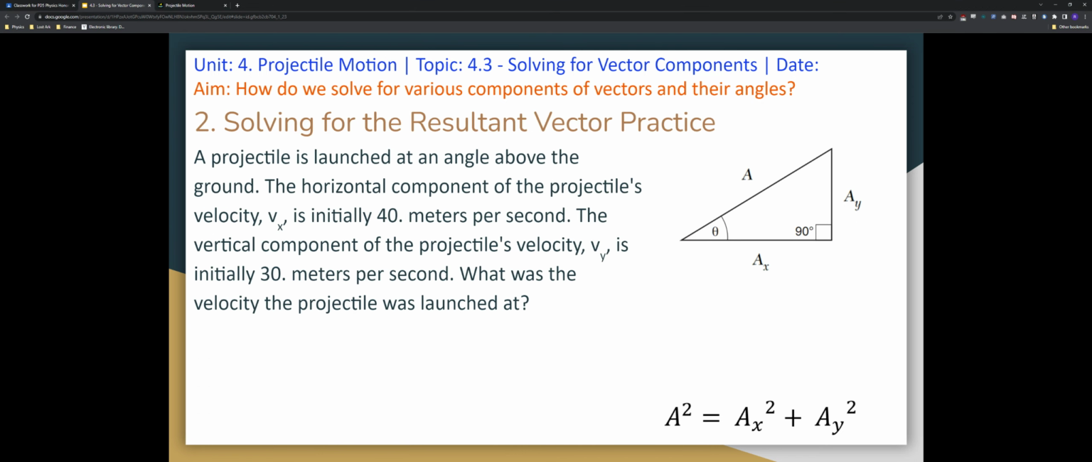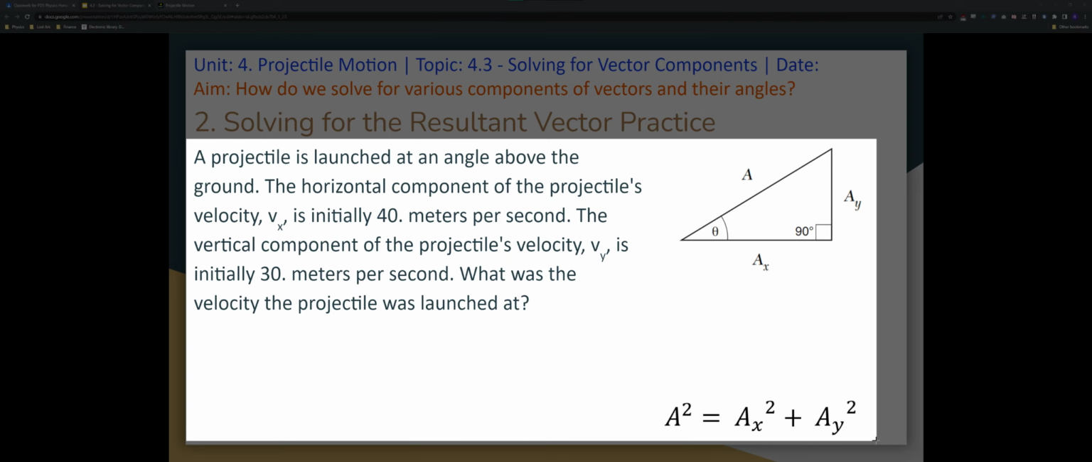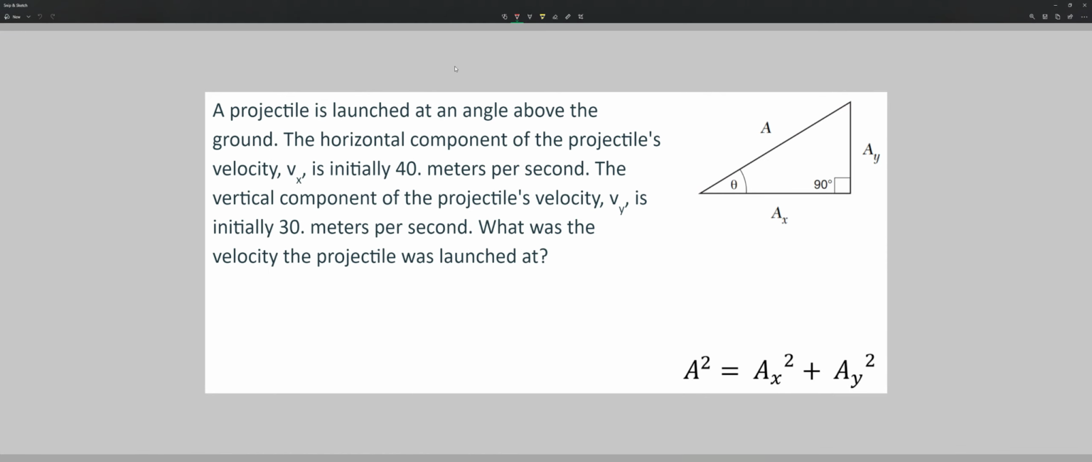And so let's go to a practice problem here. We have a projectile launched at an angle above the ground. It says that the horizontal component of the projectile's velocity, Vx, is initially 40 meters per second. So this is AX, my horizontal component. If I relate it to this triangle here, that would be AX, 40 meters per second.